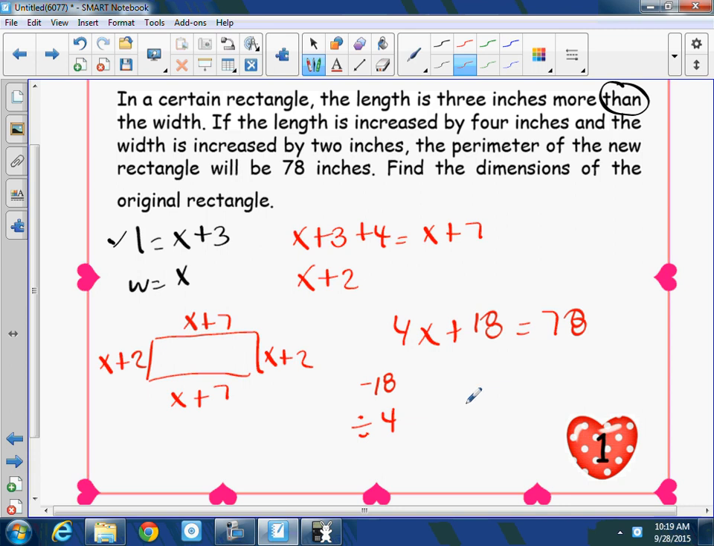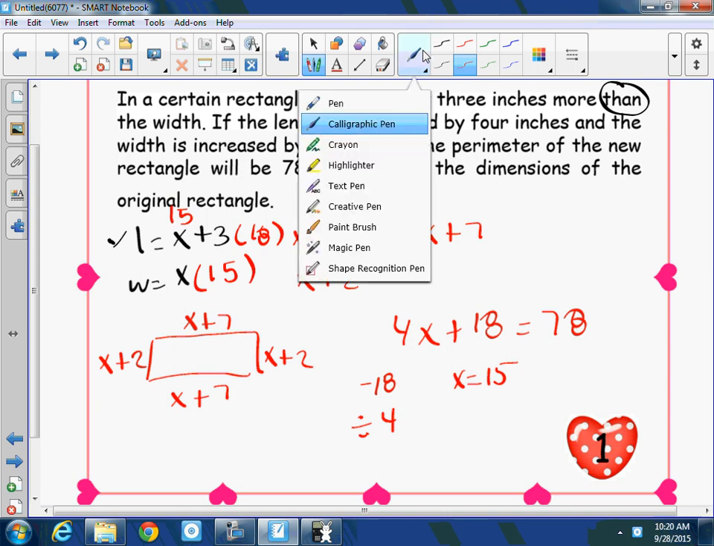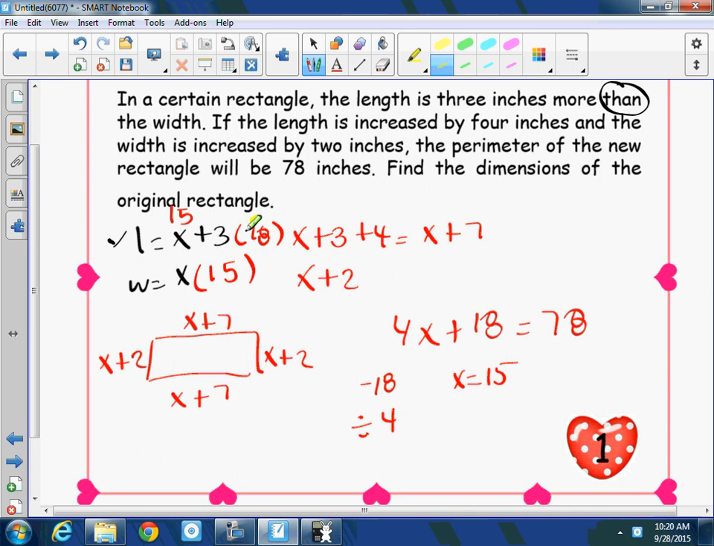And x equals 15. I want to make sure that this is my answer. It says find the dimensions of the original rectangle. Okay, so the dimensions would be 15, and then 15 plus 3 would be 18. So the dimensions would be 18 and 15.